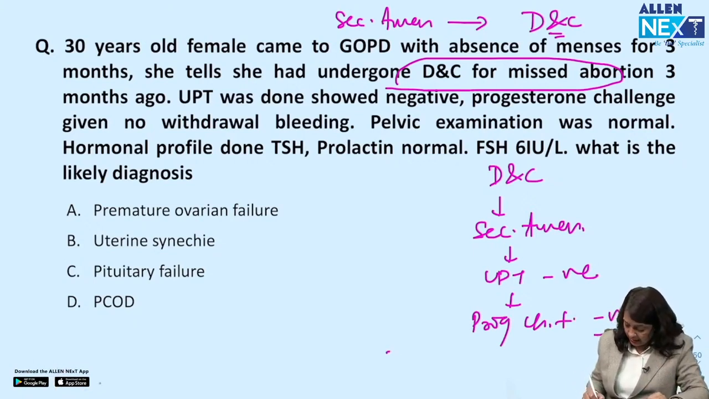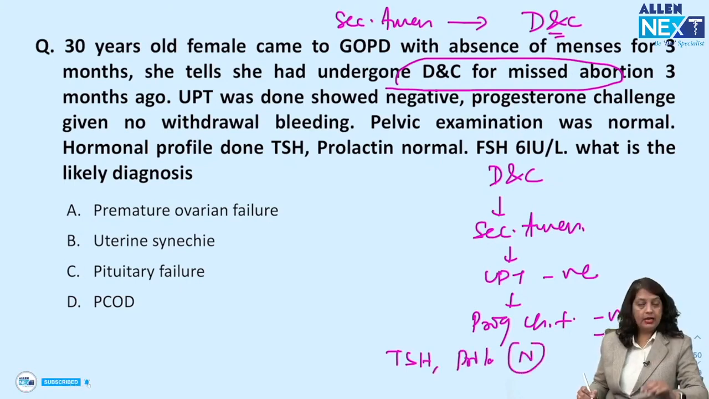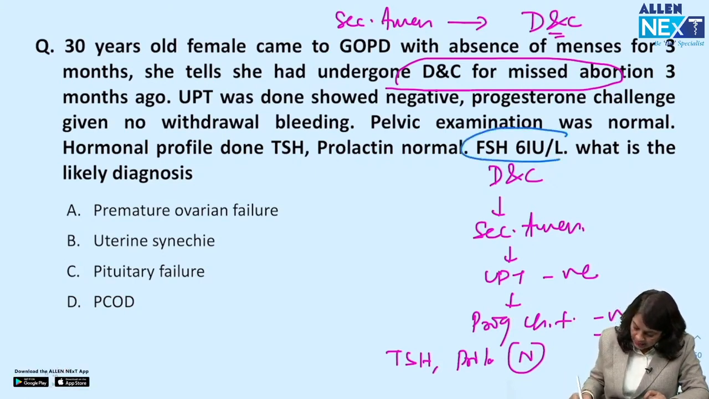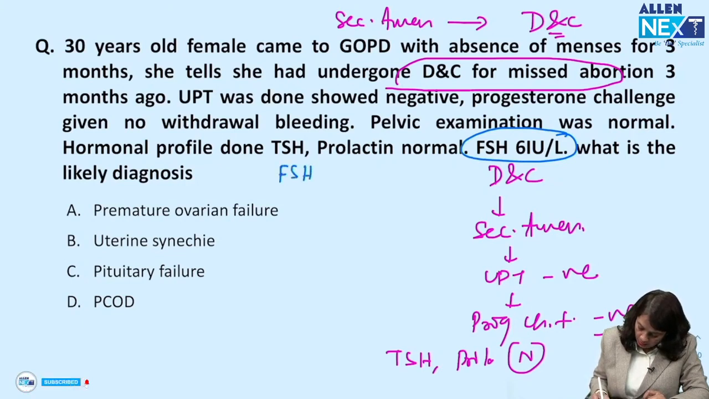ठीक है, इसमें TSH, प्रोलैक्टिन नॉर्मल है, यानी थायराइड डिसऑर्डर, हाइपरप्रोलैक्टिनीमिया नहीं है. अब इसमें FSH देखो, FSH भी नॉर्मल है. ठीक है, FSH भी नॉर्मल है.